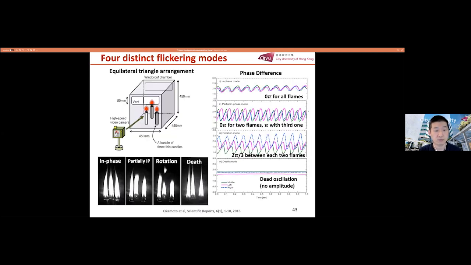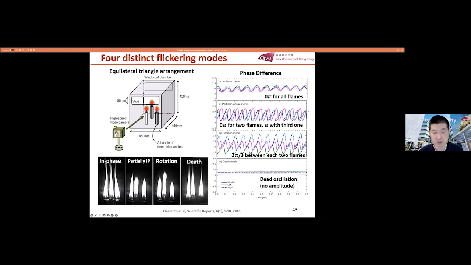So for three flickering flames, Okamoto and L did an experiment several years ago by using candle flame. They observed a few distinct dynamic behaviors or modes. In phase, partial in phase. Partial in phase means there's no phase difference for two flames, but there's a phase difference with the third one, pi.